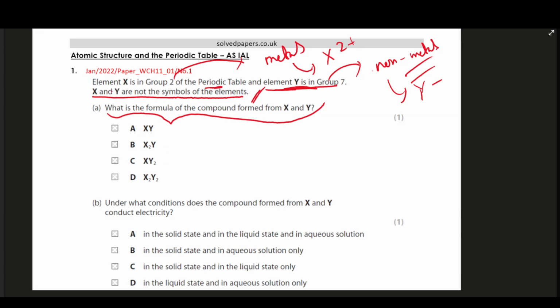And Y is in group 7, isn't it? At most it can gain one more electron, so it's going to be Y minus. So when you combine them, what happens? The ions are X2 plus and Y minus. The valences are swapped, and eventually you get XY2. So our answer will be C. Did you guys understand?